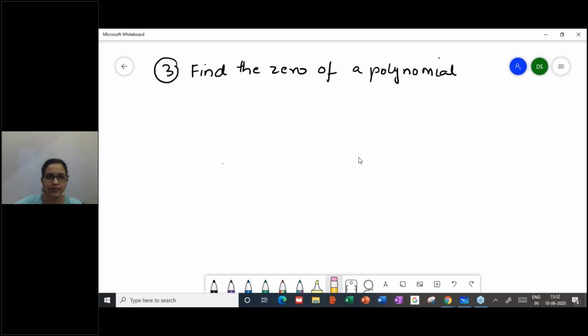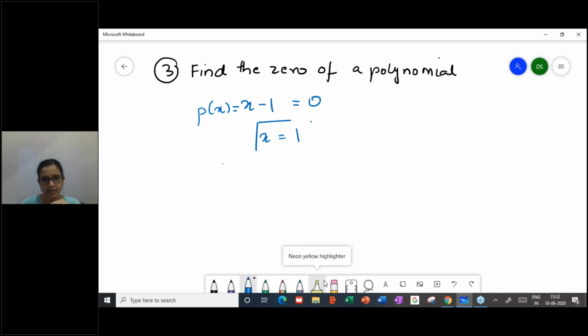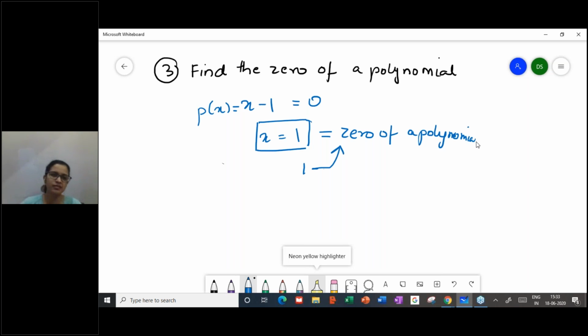What do you do to find a zero of a polynomial? It's there in the statement itself. Suppose your polynomial is something like x minus 1. When you need to find the zero of a polynomial, very simple, just equate it to 0. When you equate it to 0, x becomes 1. So x equal to 1 is known as the zero of a polynomial. Or you can say 1 is the zero of the polynomial.